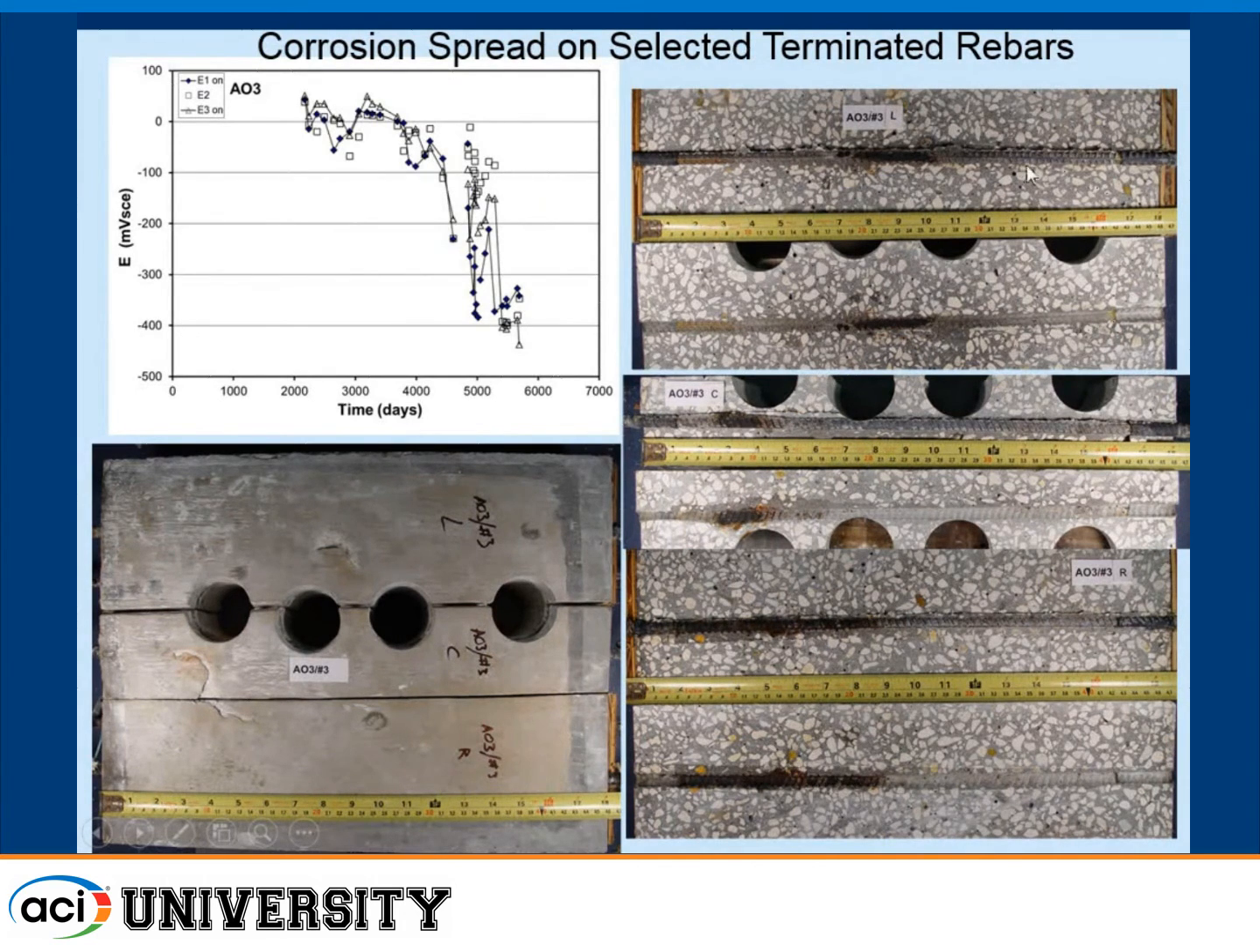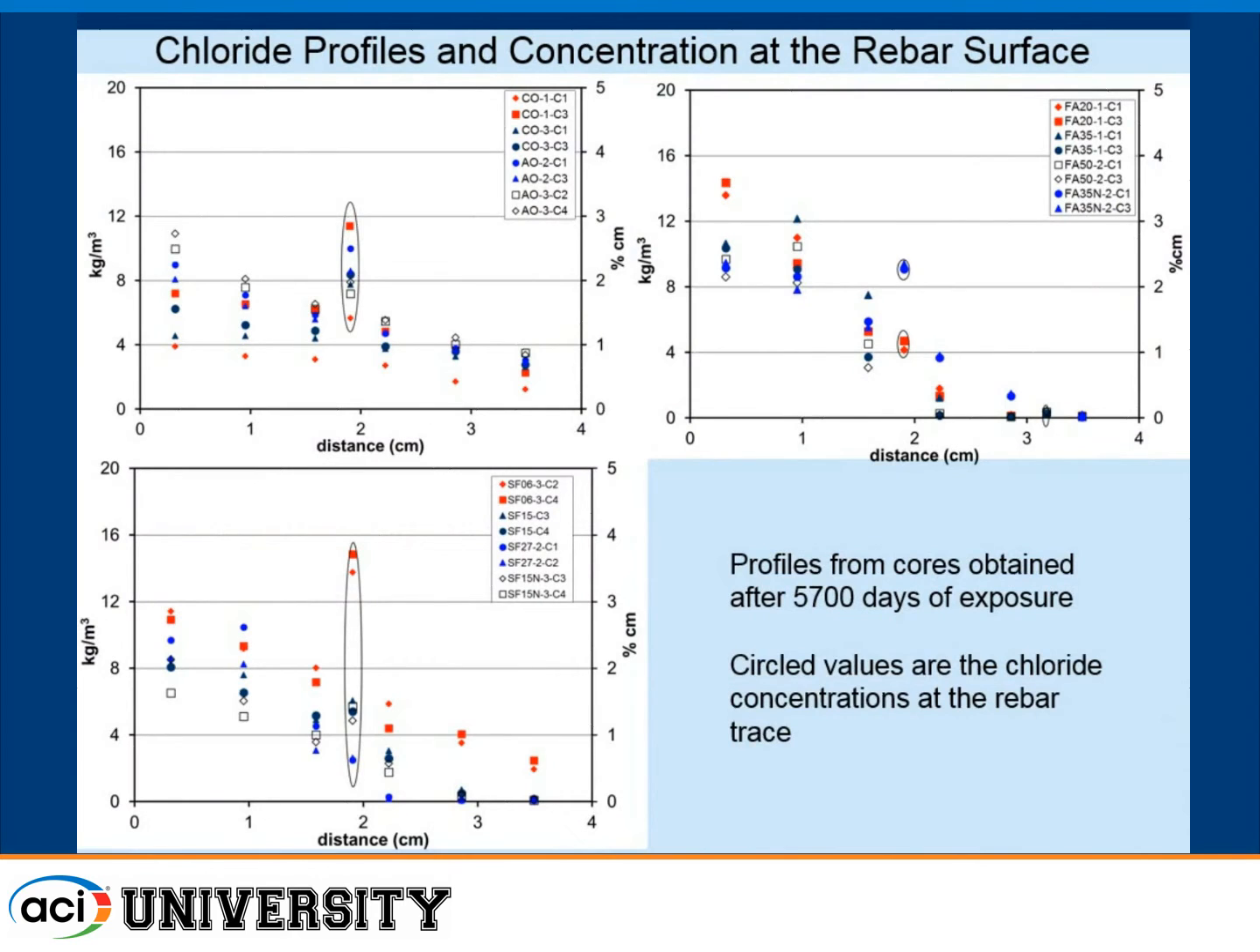So you can see that this is the actual rebar, and this is the rebar trace. These are the sections that were milled to obtain the concrete powder to calculate the amount of chloride at the rebar trace. And this is the chloride profiles.